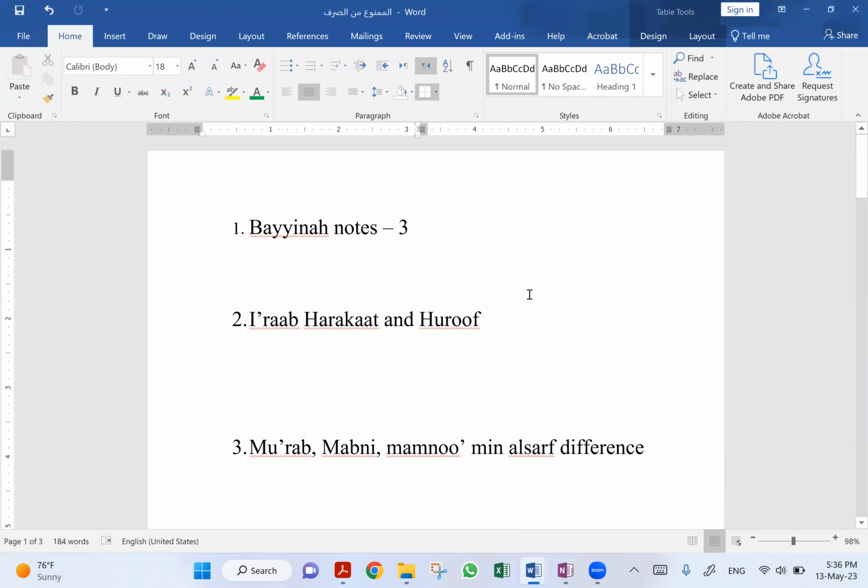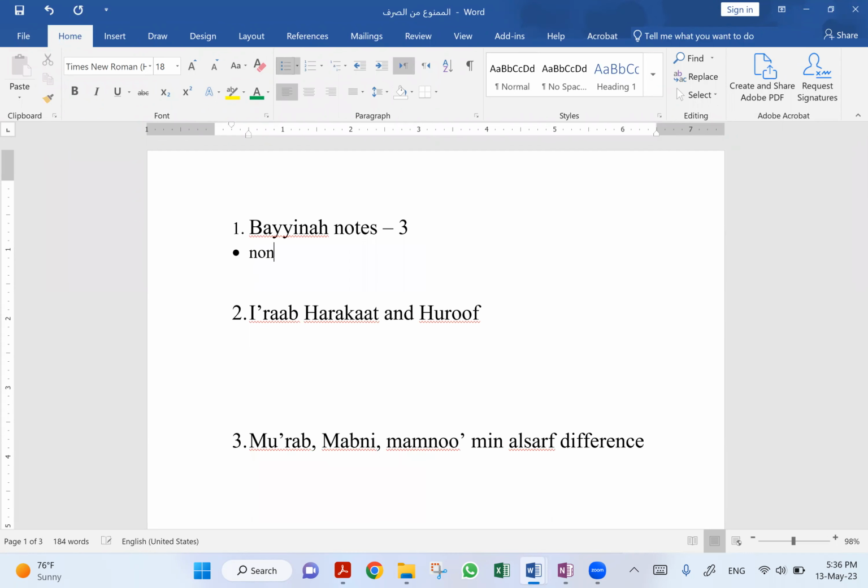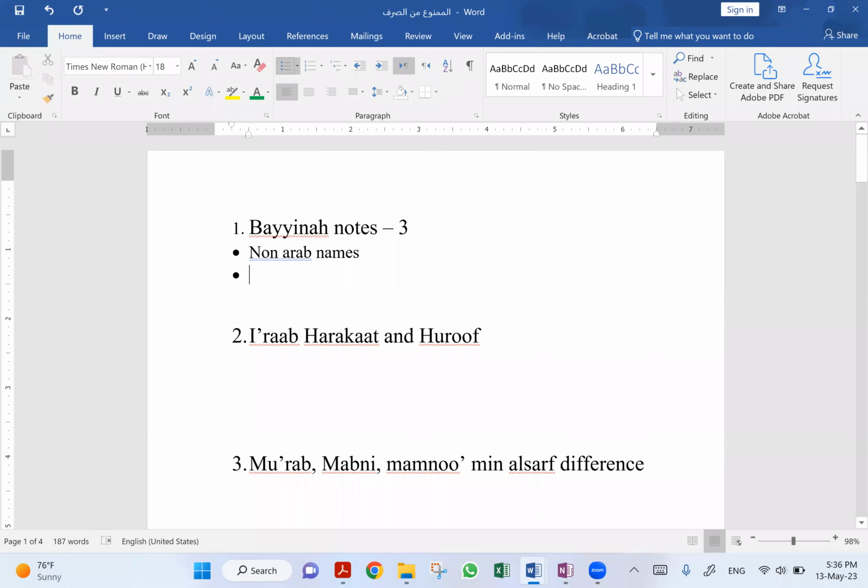So that's what we did here. So the three categories, let me just type this, that we learned in Bayina were non-Arab names. Then we also learned the other category was specific feminine and masculine names.